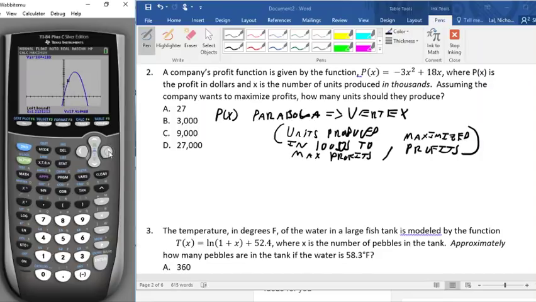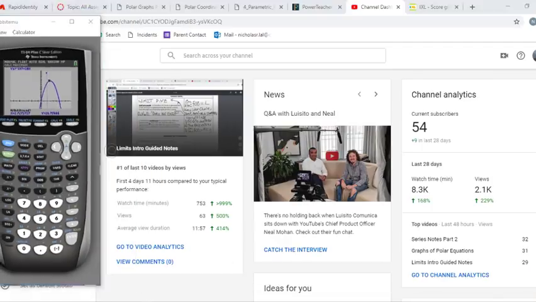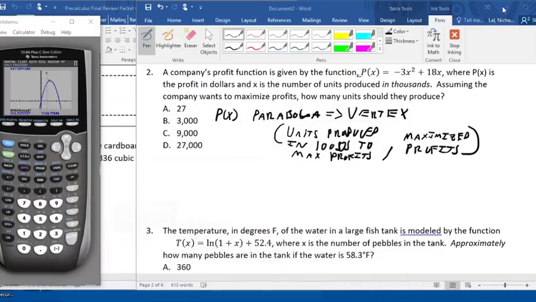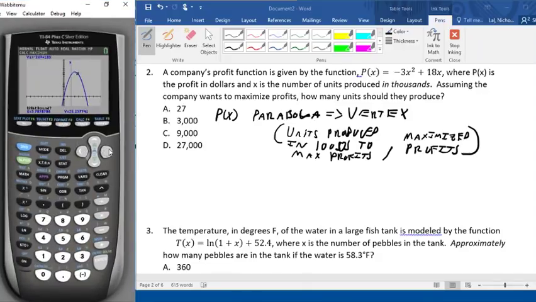We calculate a point to the left of the maximum. We calculate a point to the right of the maximum. And then we take our best guess at our vertex. So we put the function in the calculator.